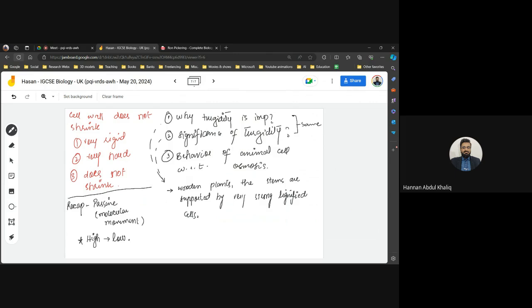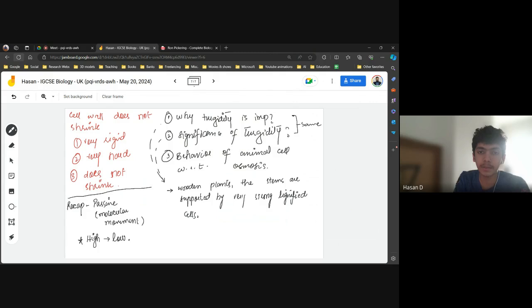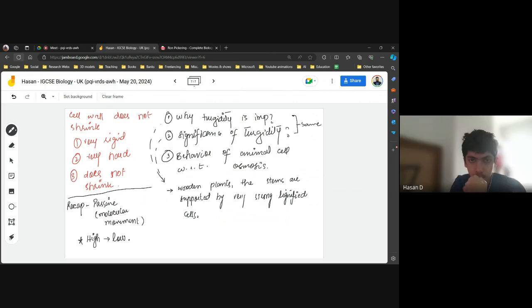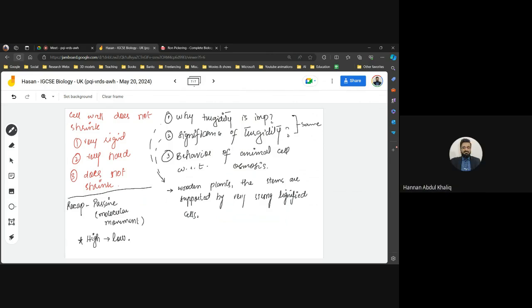As a reminder, I would like you to tell me what is the meaning of lignification. So basically, lignification is the process when plants strengthen their body. The plants strengthen their cell walls, and lignin is deposited into them. It is called lignification. Okay, so in woody plants, the stems are supported by very strong lignified cells, in other words, called wood.